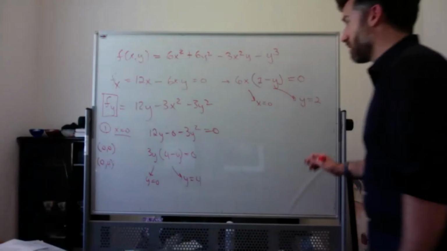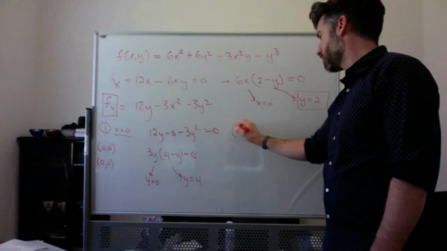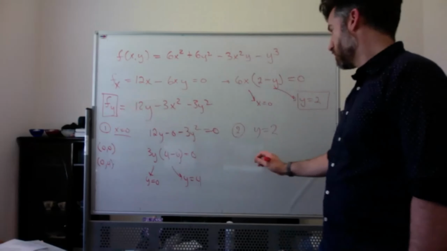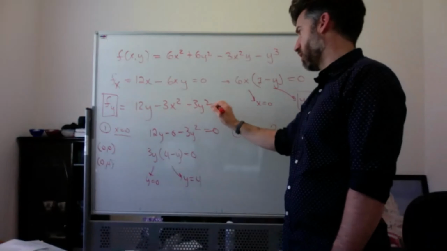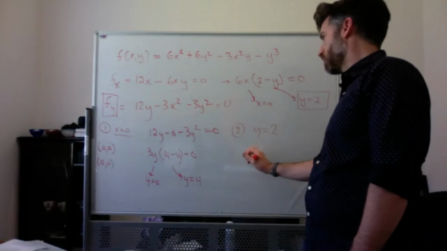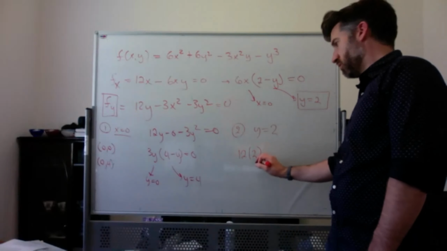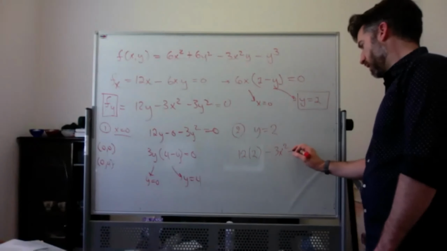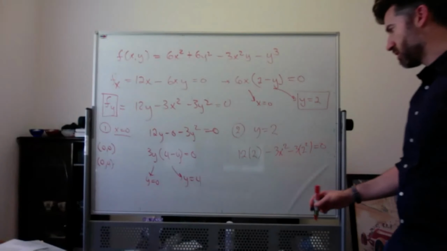And I'm also going to get a critical point by plugging in y equal to 2 into this fy partial. So I'm going to get 12 times 2 minus 3x squared minus 3y squared equal to 0. Sorry, I should have said 12y. So 12 times 2 minus 3x squared minus 3 times 2 squared equal to 0. I'm going to solve for x.